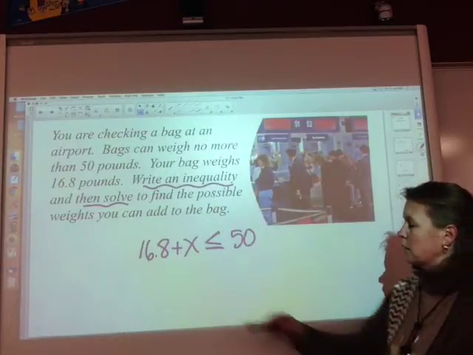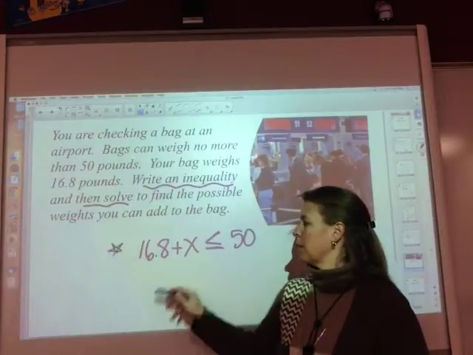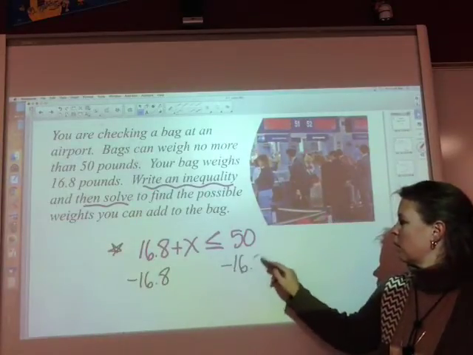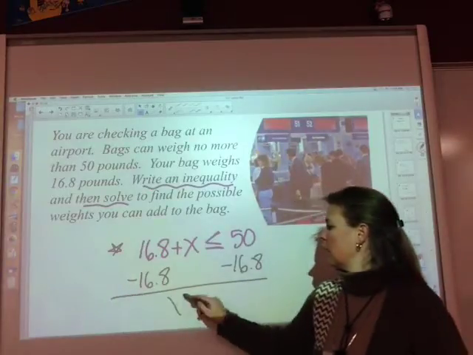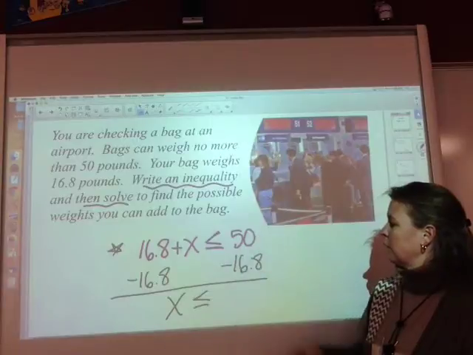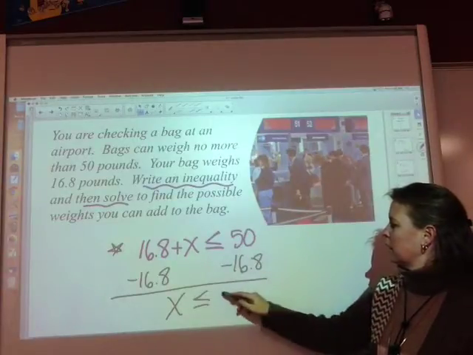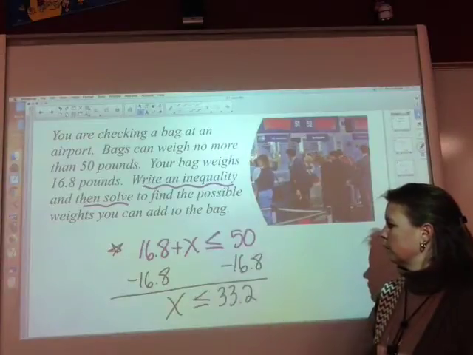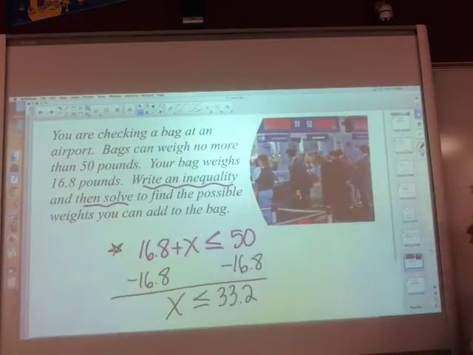You need both answers. You have to have this on your paper. Then solve it. If you minus 16.8 from both sides, you get X, which is less than or equal to 50 minus 16.8, and you should get 33.2. 33.2. What does that mean? X is less than or equal to 33.2.